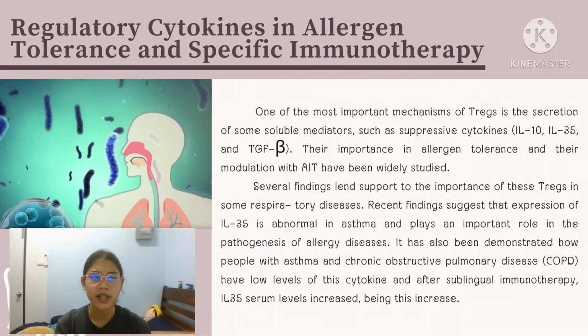Regulatory cytokines in allergen tolerance and specific immunotherapy. One of the most important mechanisms of Tregs is the secretion of some soluble mediators, such as suppressive cytokines. Their importance in allergen tolerance and their modulation with AIT have been widely studied. Several findings lend support to the importance of this cytokine in some respiratory diseases.